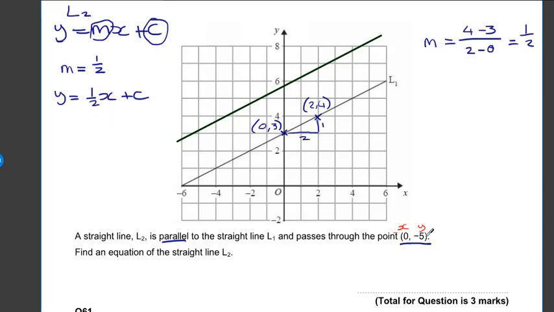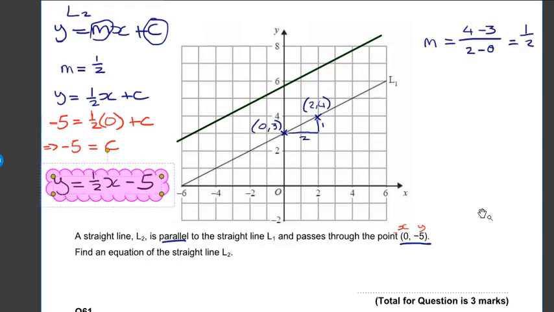Anyway, let's do it. X is 0, y is minus 5. So you just replace them. Minus 5 equals a half, x is 0, so it goes 0, plus c. This will help us find out what c is. That implies minus 5 equals, well, that's just 0, isn't it? c. So now we're finished the question. So we can say y equals a half x plus c. Well, that's minus 5. Plus minus 5 is just minus 5. Done. That's your answer. Finished.